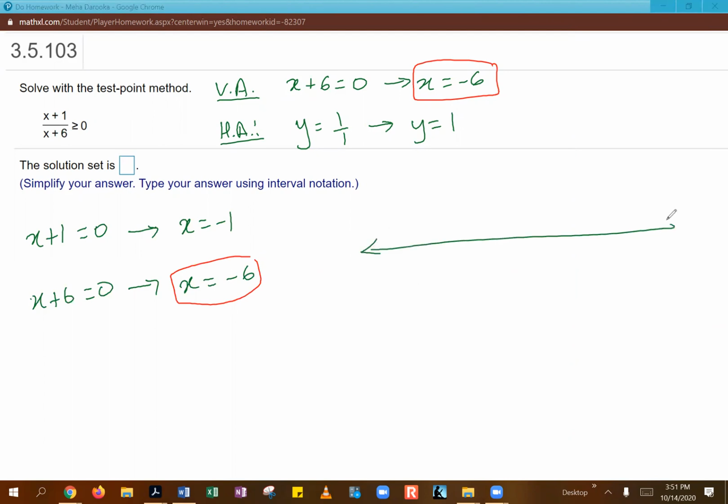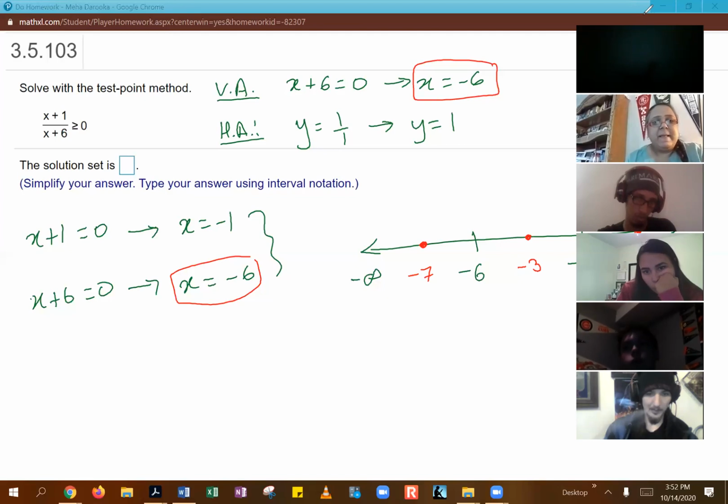With the test point method, you take these two numbers, put them on your number line, and then from each interval, we will be selecting a test point. So anything smaller than -6, you can use whatever number you want, but we'll just keep it simple. We'll do -7 as our test point here. Between -6 and -1, you can again use whatever you want, but I'm going to go with -3. Between -1 and infinity, I think I'm going to use 0. That'd be a nice number to use.